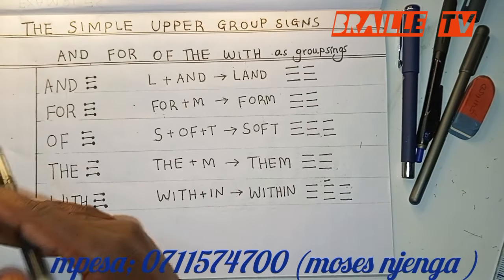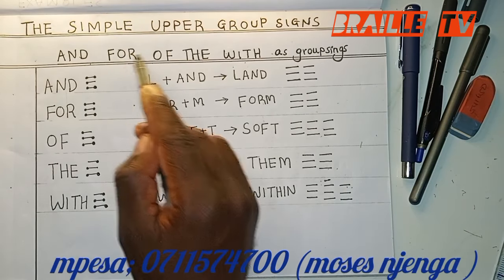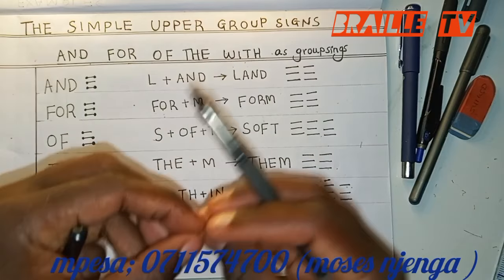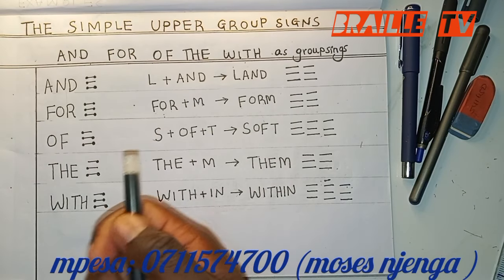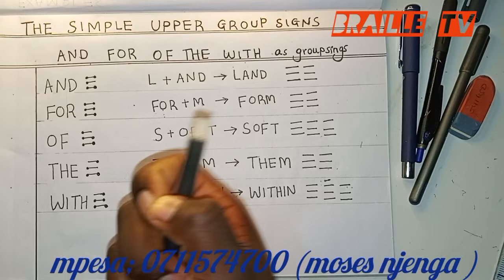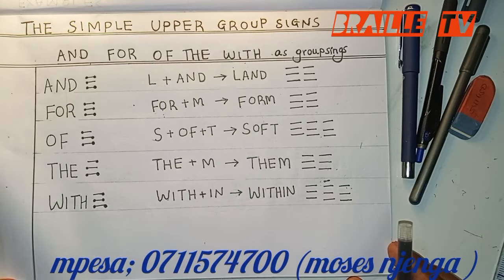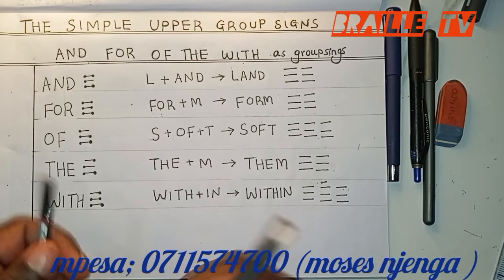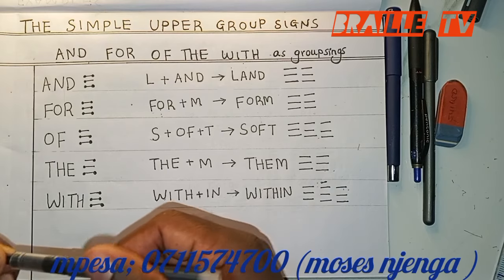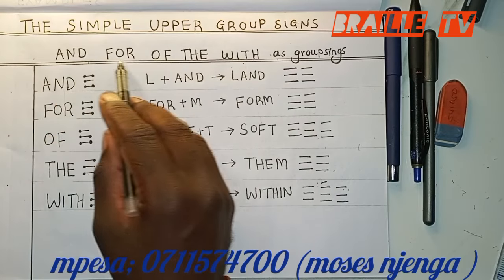In our previous lesson, we looked at and, for, of, the, with as word signs. And we said a word sign is a sign or a letter that is used to represent a whole word or a complete word. That is what we said. Now, let us write this example and understand what it means to use and, for, of, the, with as a group sign.